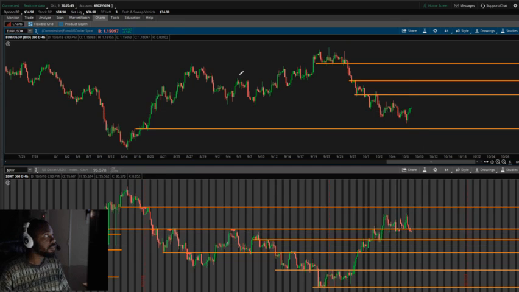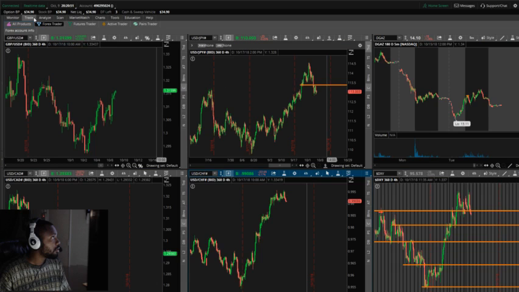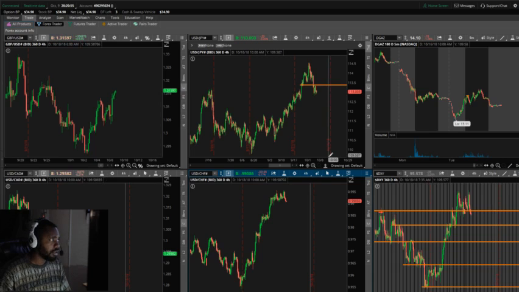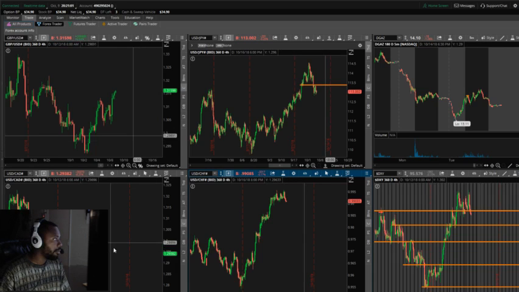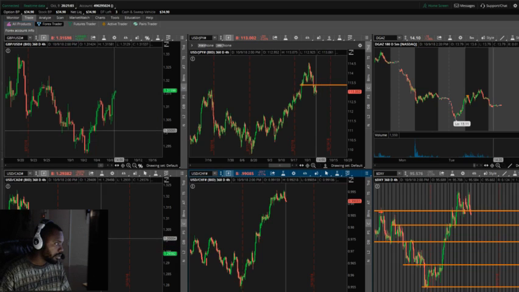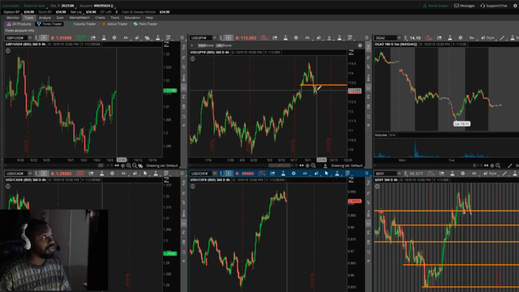Okay, now looking at the other Forex pairs. Let me pull that up. As far as the other pairs go, they are giving me clear reversal patterns too. On the USD CAD, you have your double top. On your pound USD, your double bottom. On your USD yen, you have your head and shoulders play here, and we broke down below that.